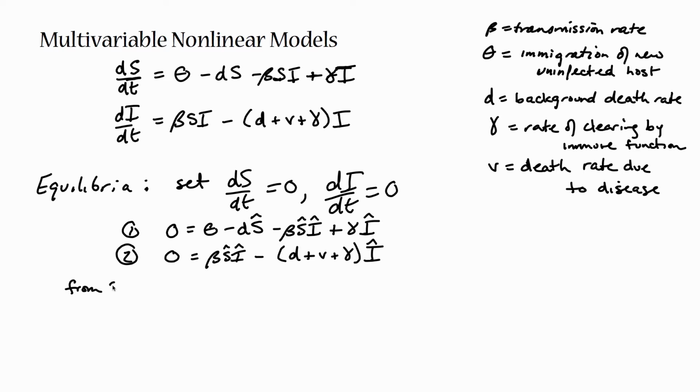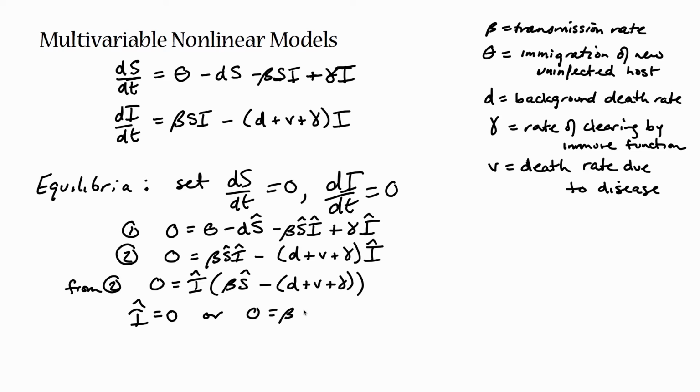So from 2, we can factor this a bit, and we can see that 0 is equal to I times beta times S minus all of the death rates. So that means I is equal to 0 is one of the equilibria. There's a possible equilibrium point. The other equilibria will happen when 0 is equal to all that other stuff, minus the death rates.